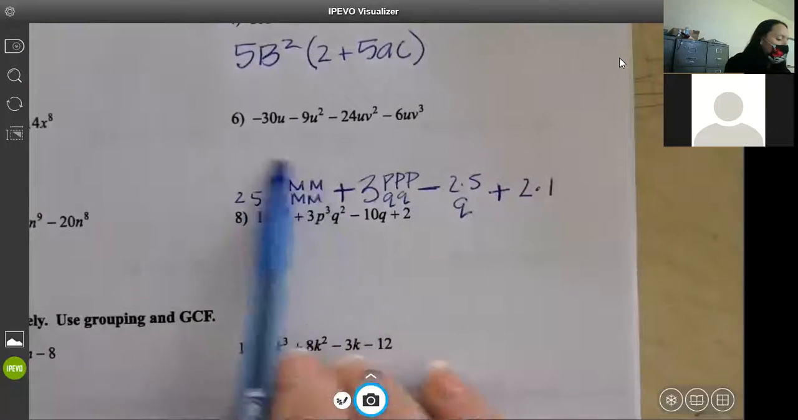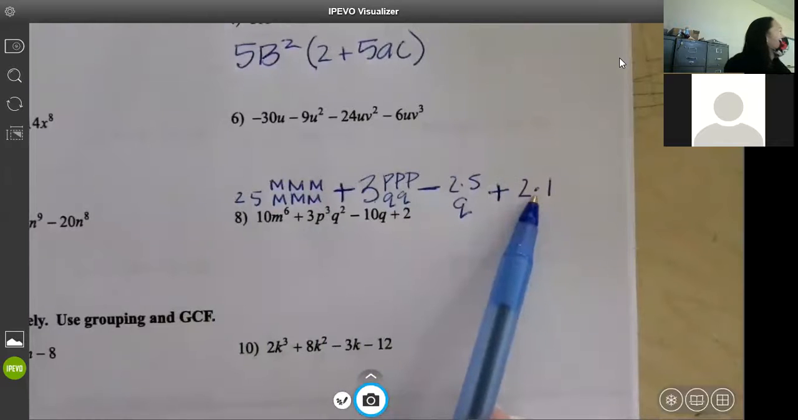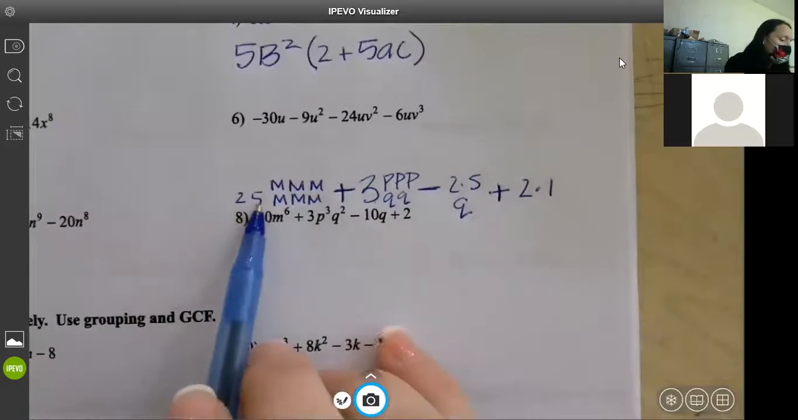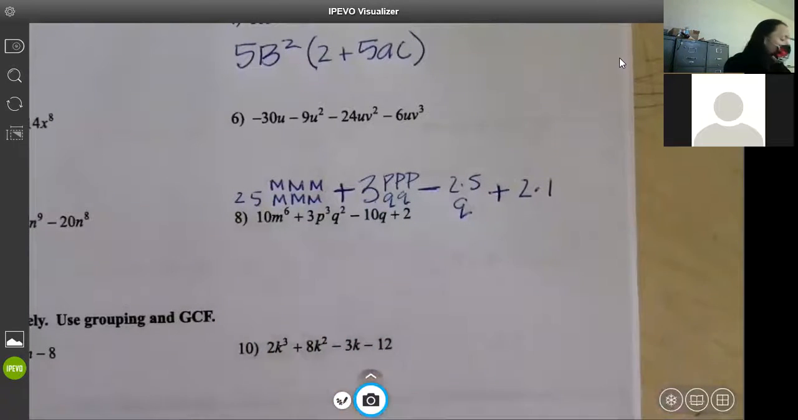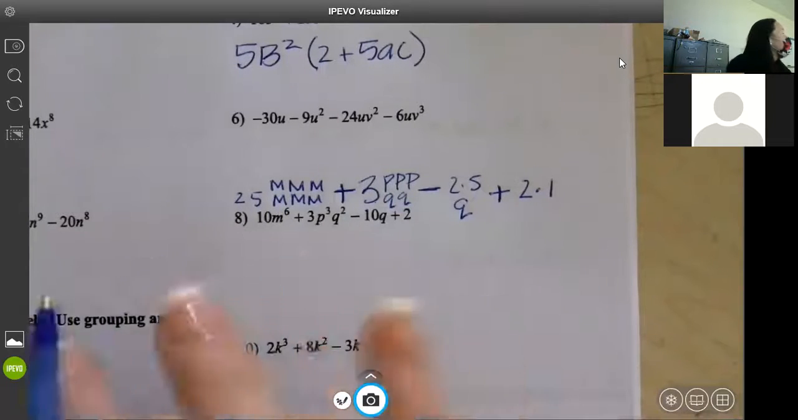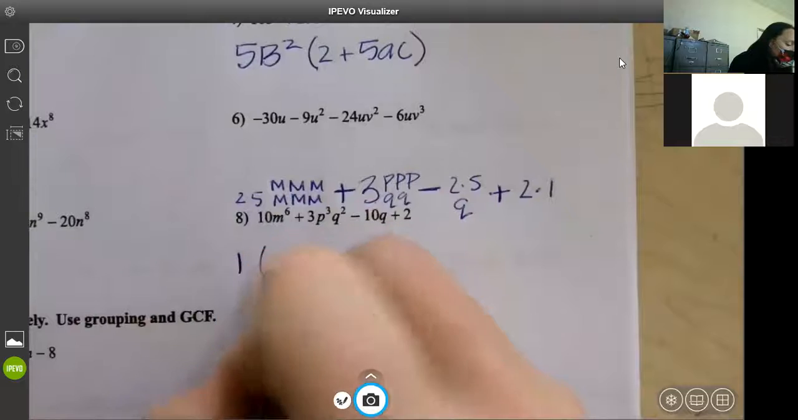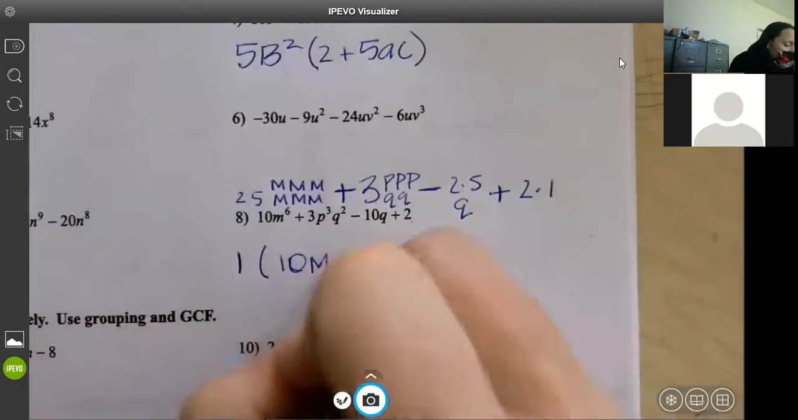Is there a 2? I only work with this one. Is there a 2 in all of them? Yes or no? No, so we don't worry about that. Is there a 5 in all of them? No. Is there an M in all of them? No. This one doesn't have a GCF. Then the GCF is 1. So if it asks you about it, it's 1.